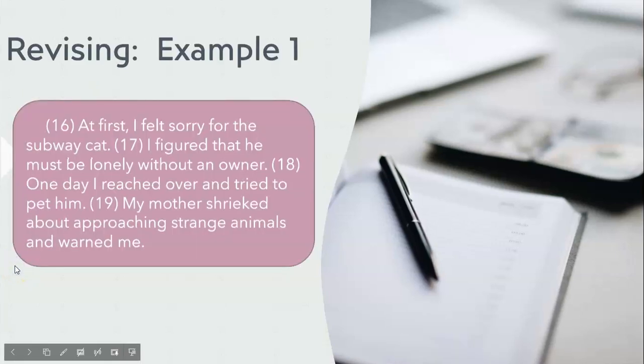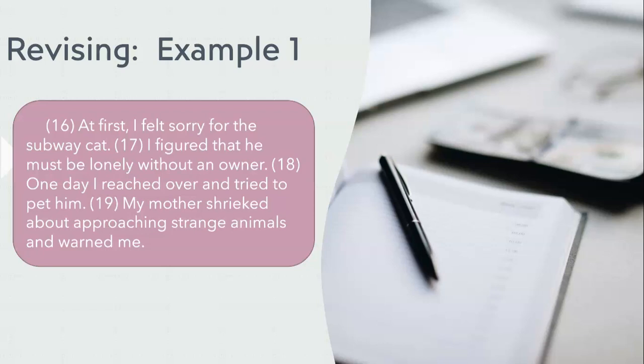Revising example number one comes from a story about a subway cat. So, I'll read it to you so we can concentrate on our skill. At first, I felt sorry for the subway cat. I figured that he must be lonely without an owner. One day, I reached over and tried to pet him. My mother shrieked about approaching strange animals and warned me.